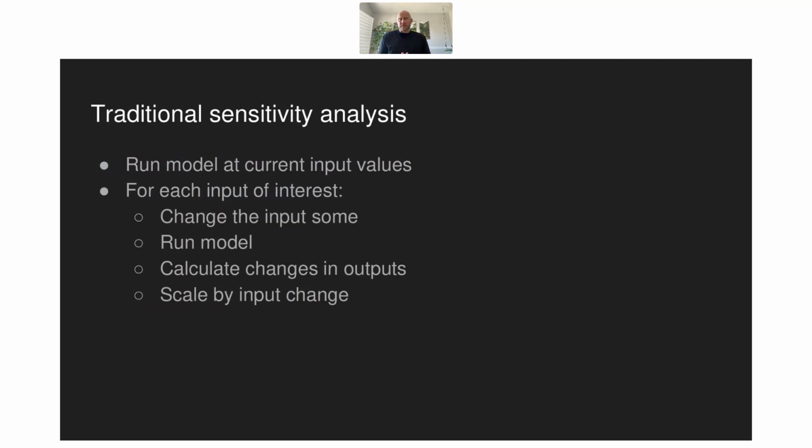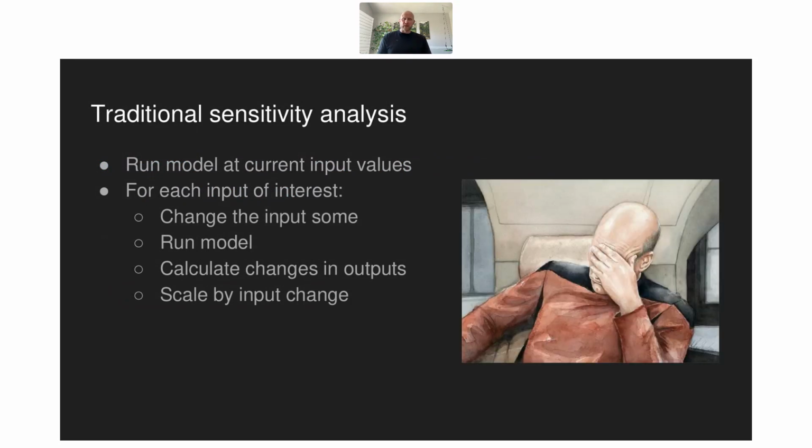So most of the time, sensitivity analysis looks like this. We run the model once at our current input values. Then we have this loop where for each input, we change that input some, run the model, calculate the changes, scale the changes of the outputs by how we change the inputs, and that gives us a sensitivity measure. Oh, wow, I changed this number a little bit, and it really changed the predicted outputs I care about. Or I changed this number a lot, and it had no effect. Those are important learnings about how the model is functioning.